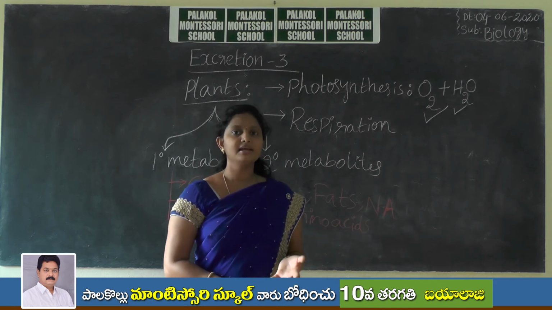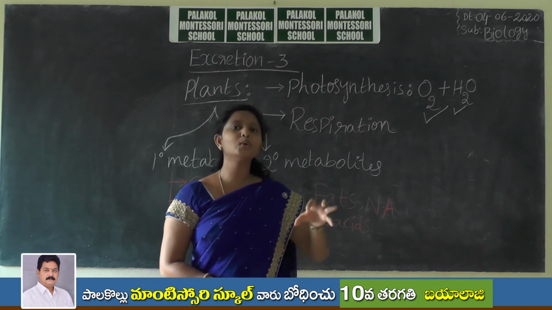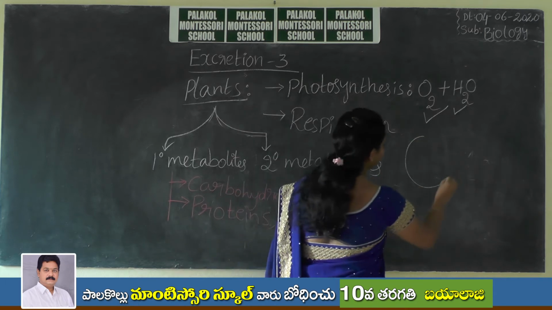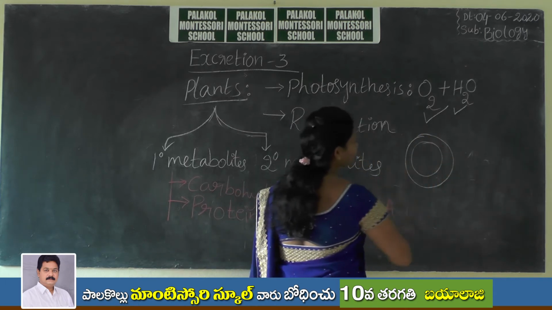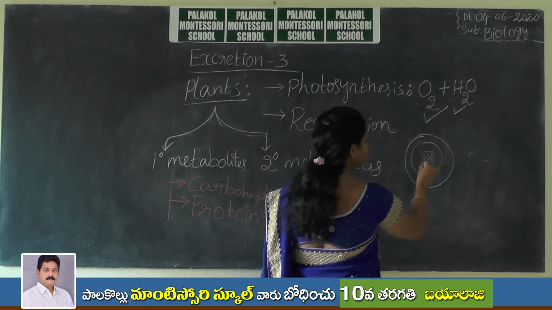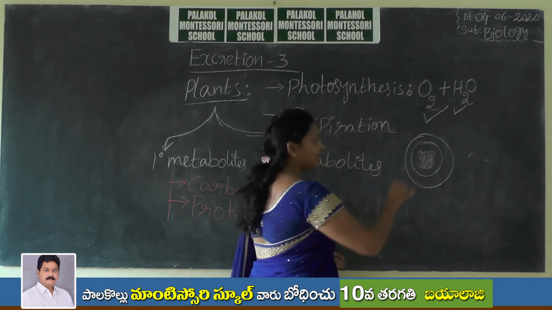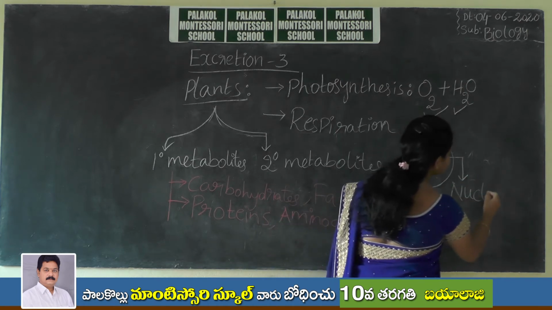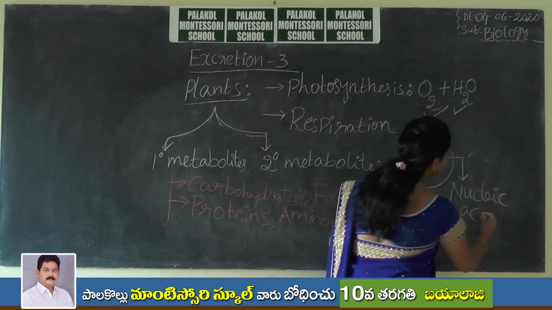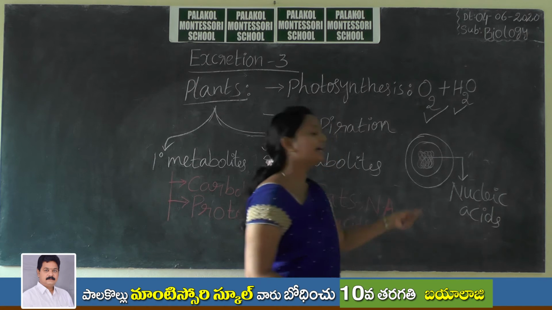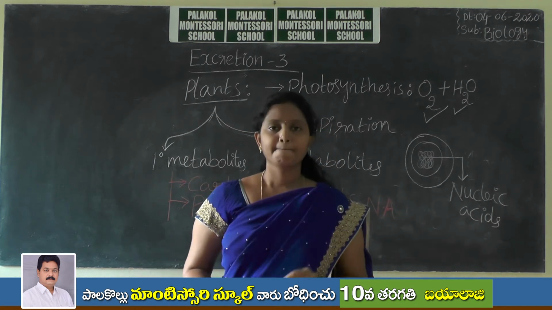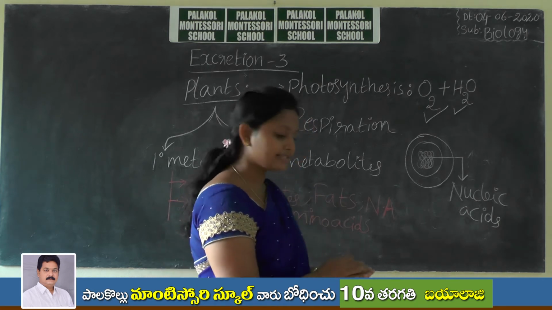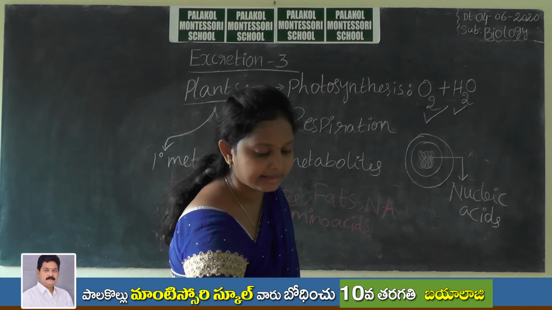Nucleic acid is related to the nucleus of a cell. Inside the cell, inside the nuclear membrane, there is nuclear material present. This nuclear material is made up of nucleic acids. Nucleic acids are commonly of two types: one is DNA and another one is RNA.